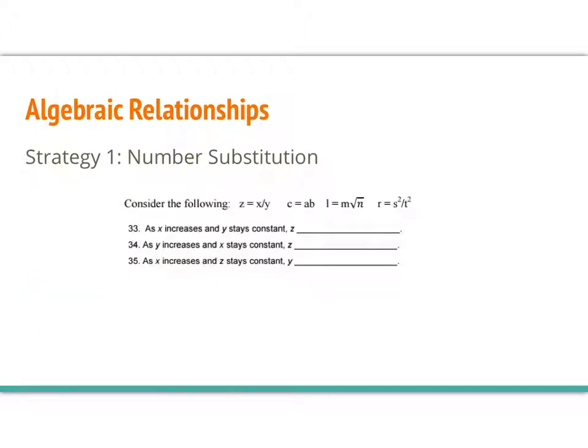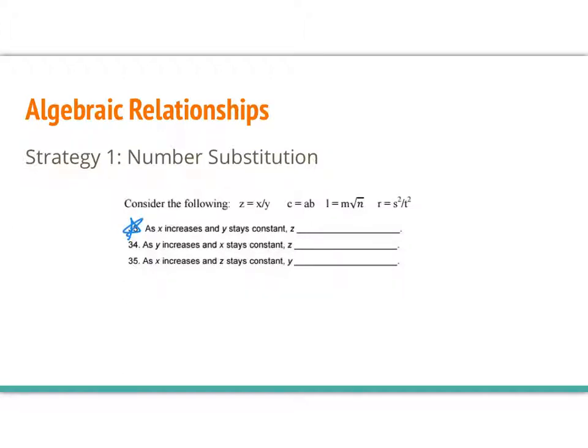All right, let's move on to algebraic relationships. This is the section that I find students find the most challenging, which honestly kind of makes sense because it is challenging for really anyone. There are a couple different ways to do this, and I'm going to walk you through them. You can pick the one that works best for you, but number substitution seems to be the best one.